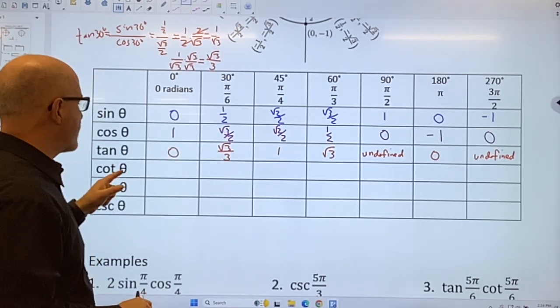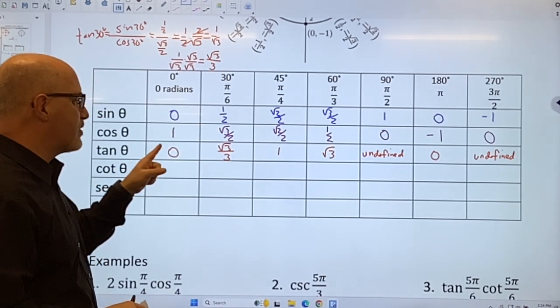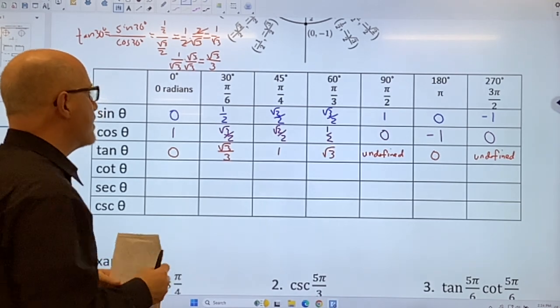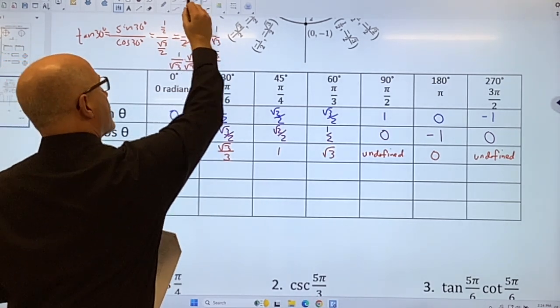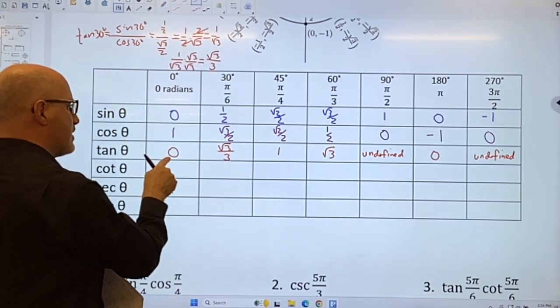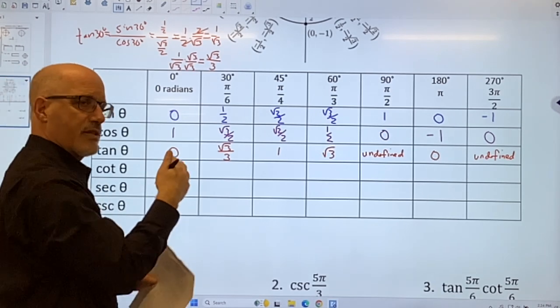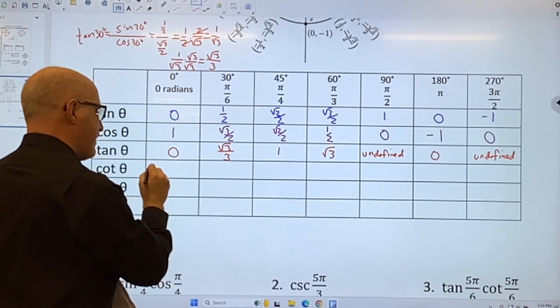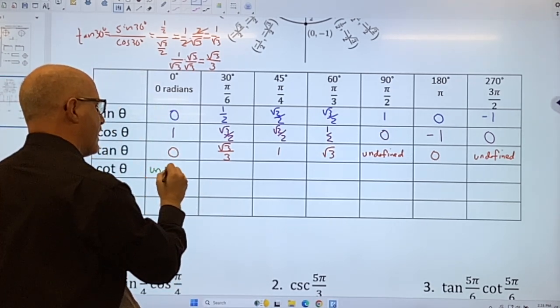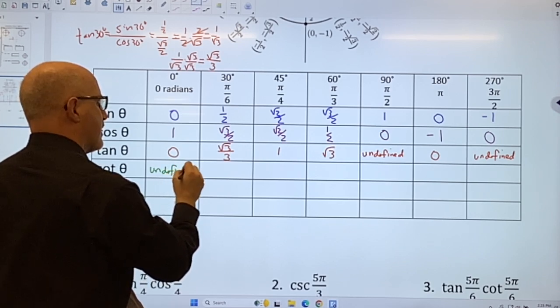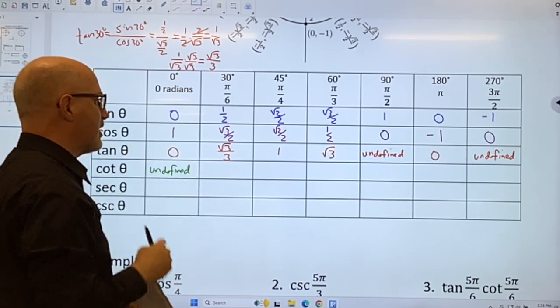So if you look at this, for instance, cotangent is the reciprocal of tangent. So if I'm doing this cotangent row, the reciprocal of 0, say, 1 over 0 is undefined. So this will be undefined. So the reciprocal of 0 is what that turns out to be.